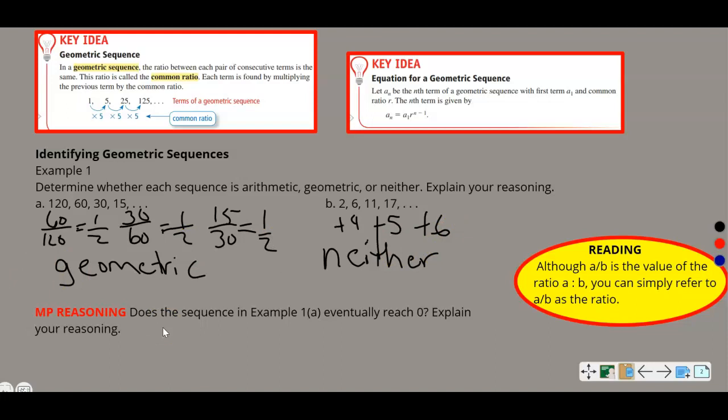All right, does the sequence in example 1a eventually reach 0? Explain your reasoning. This goes 120, 60, 30, 15, so it would be 7.5 and then 3.75. It's going to get smaller and smaller, but it's going to continue to be a fraction when it gets very small. So it will never reach 0. It will approach 0, but it will never reach 0.